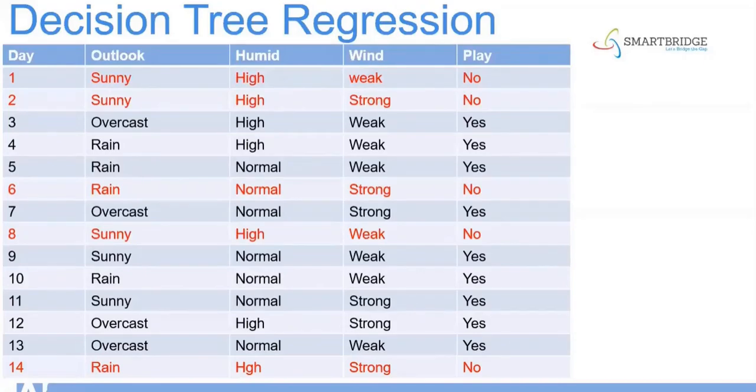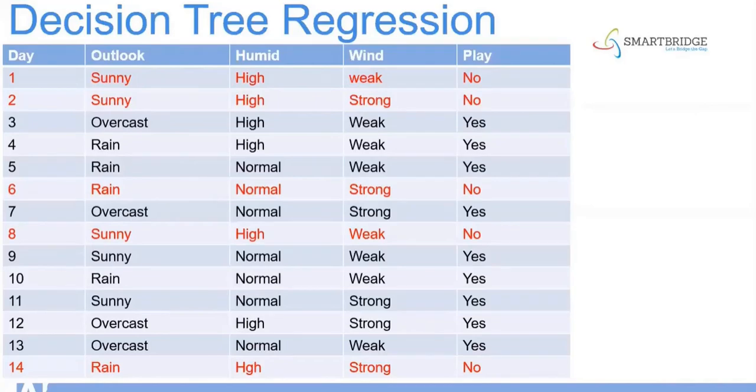into a pure subset. So here I have a data set of 14 days in which I want to check whether the boy will play based on the weather parameters. So here we have weather parameters like outlook, humidity and wind. First I would like to divide the data set on outlook. So can you please tell me how many observations are there for outlook? Sunny, rainy and overcast, right?